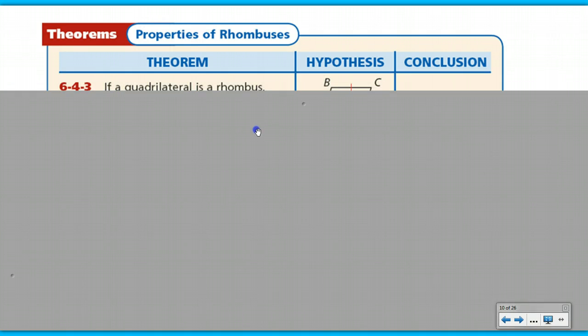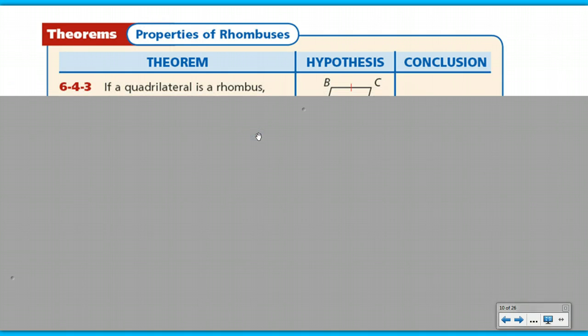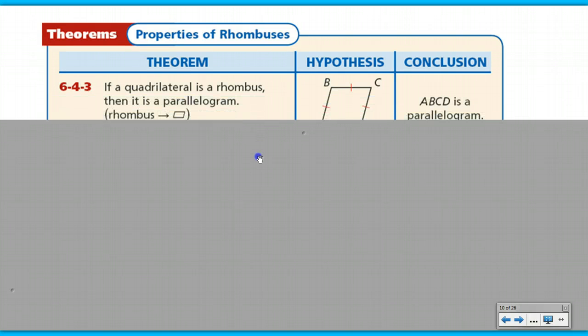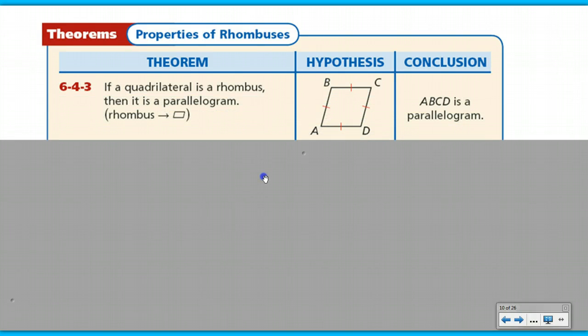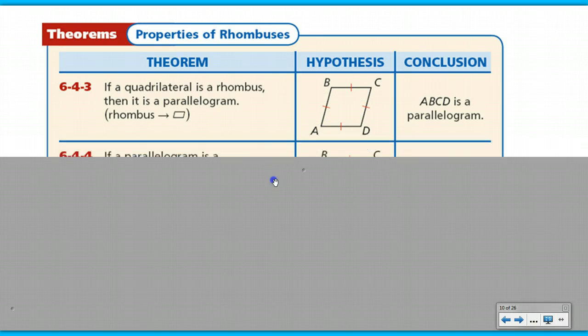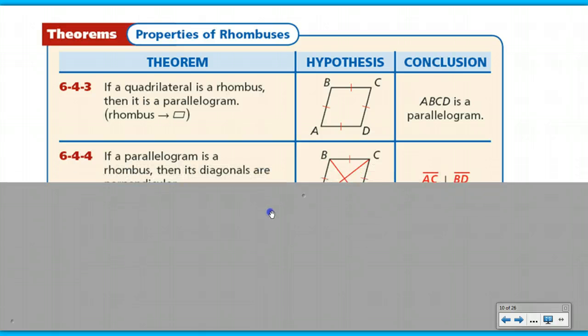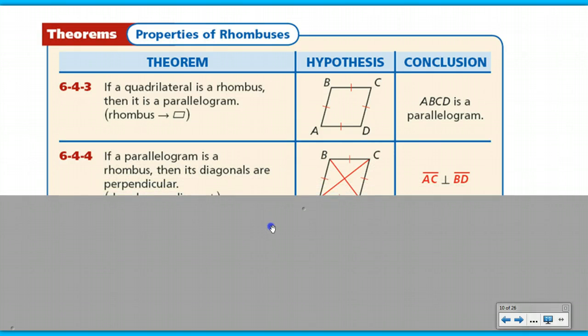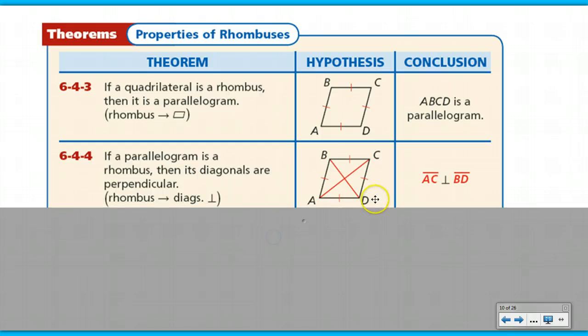So first we can say that if a quadrilateral is a rhombus, then the quadrilateral is a parallelogram. So it inherits the properties of a parallelogram, such as opposite sides are congruent and parallel, and opposite angles are congruent. We have bisecting diagonals and so on. If a parallelogram is a rhombus, though, its diagonals not only bisect, but they are perpendicular bisectors. Isn't that cool? AC is perpendicular to segment BD.